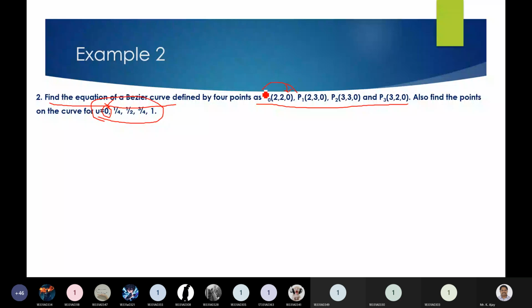So obviously at u is equal to 0, the point you will get is 2, 2, 0 only. Similarly, at u is equal to 1, which is nothing but the final point on the Bezier curve, the curve passes through the final endpoint, right? So at u is equal to 1, even if you calculate it, you get this value only, 3, 2, 0. So you can simply write this as a statement and then simply give the values, or else you can try to solve it also, no problem. But for 1 by 4, 1 by 2, 3 by 4, you have to calculate.